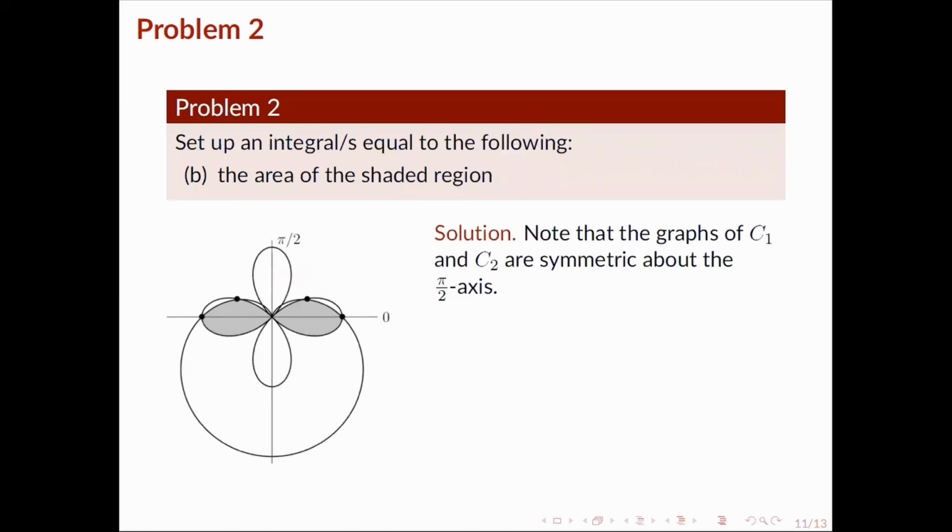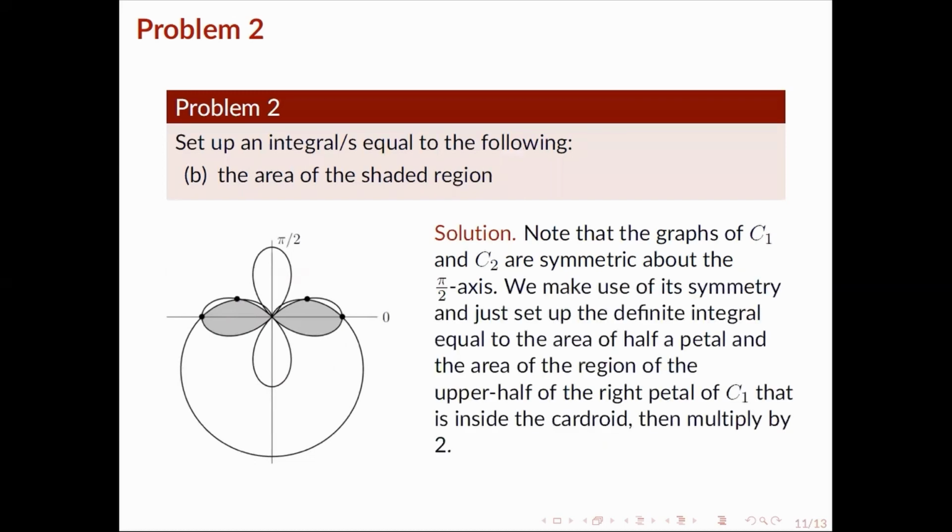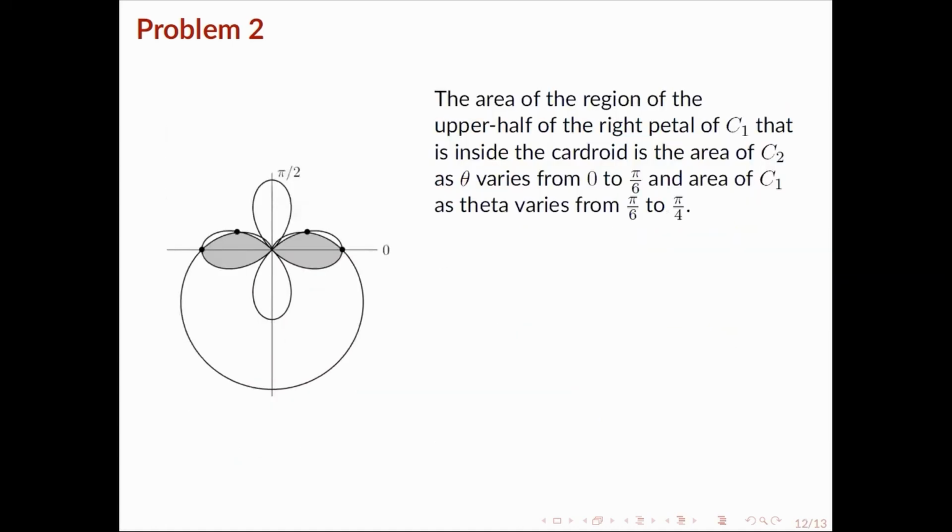So first, note that the graphs of C sub 1 and C sub 2 are symmetric about the pi over 2 axis. So we will make use of its symmetry and just set up the definite integral equal to the area of half a petal, the area of the region of the upper half of the right petal of C sub 1 that is inside the cardioid. Then multiply it by 2. Okay, so the area of the region of the upper half of the right petal of C sub 1 that is inside the cardioid is the area of C sub 2 as theta varies from 0 to pi over 6, and the area of C sub 1 as theta varies from pi over 6 to pi over 4.